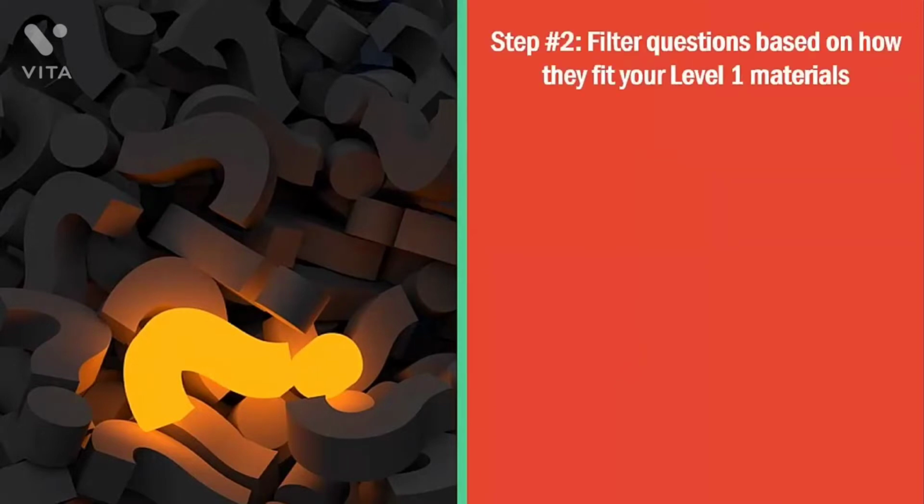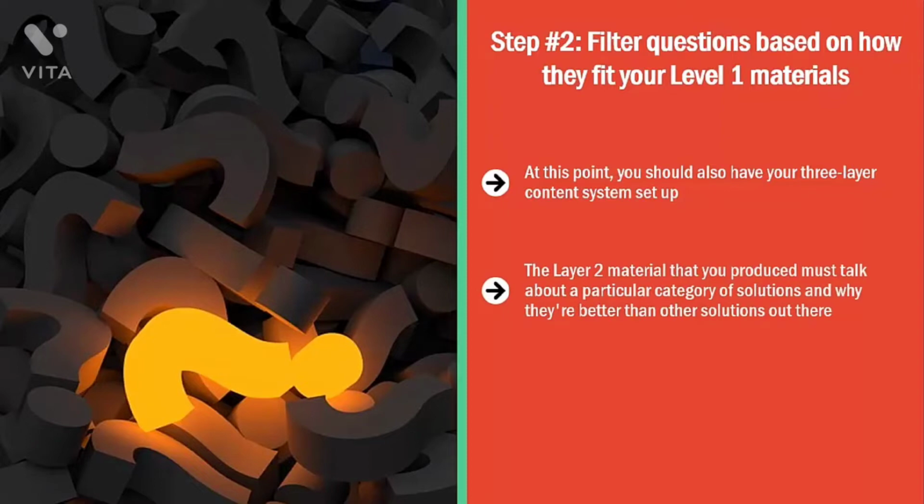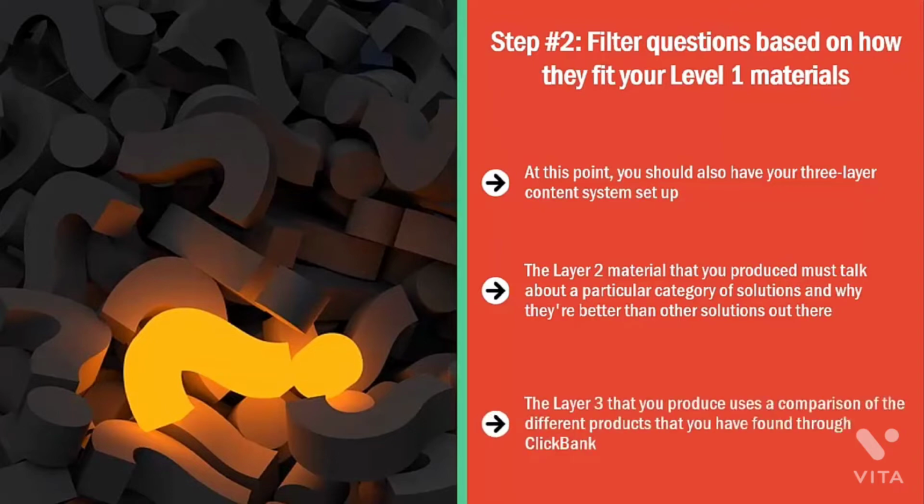Step number 2. Filter questions based on how they fit your level 1 materials. At this point, you should also have your 3-layer content system set up. The first layer is a blog post that informs the reader regarding the problems that they have and the range of solutions, as well as a common sense guide on what to do and what not to do. The layer 2 material that you produce must talk about a particular category of solutions and why they're better than other solutions out there. The layer 3 that you produce uses a comparison of the different products that you have found through ClickBank.